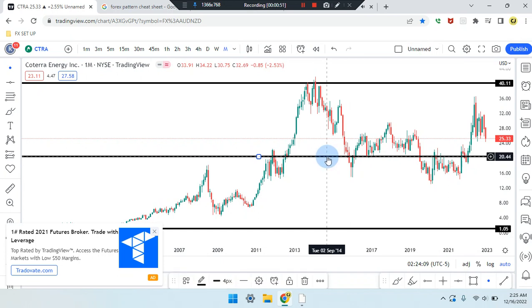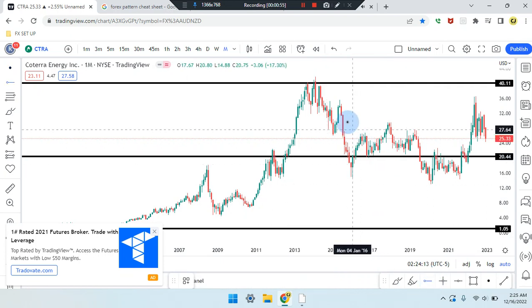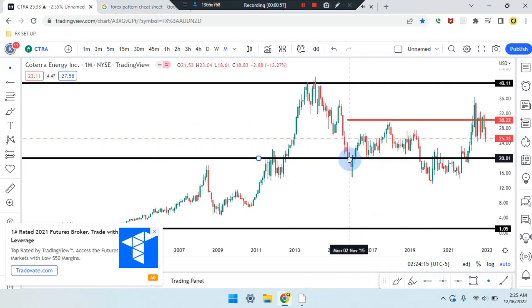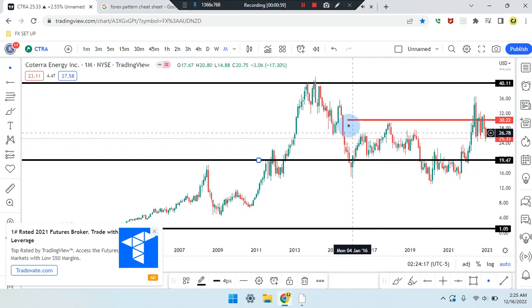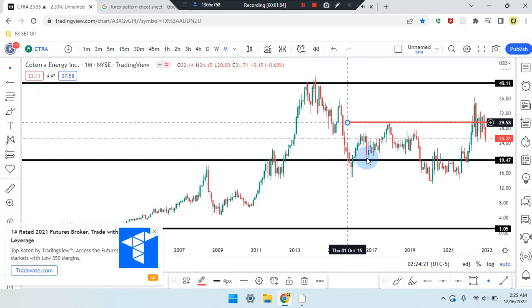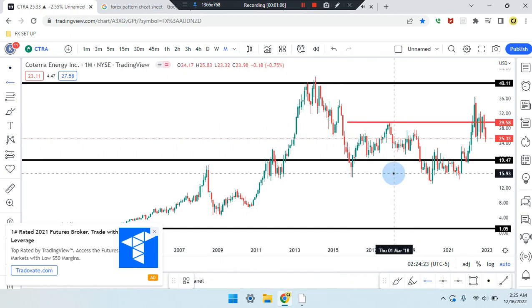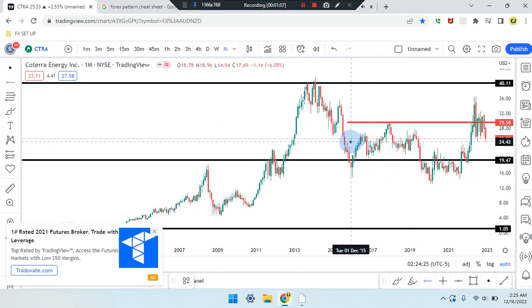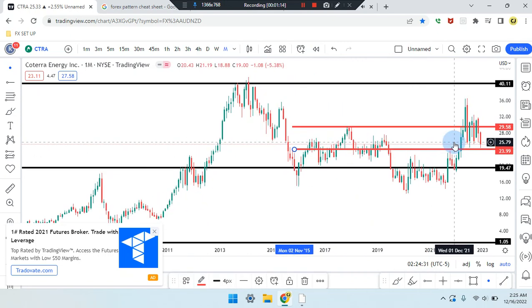Midpoint. Also adding second level highs. And third level highs. So let's zoom in the price.